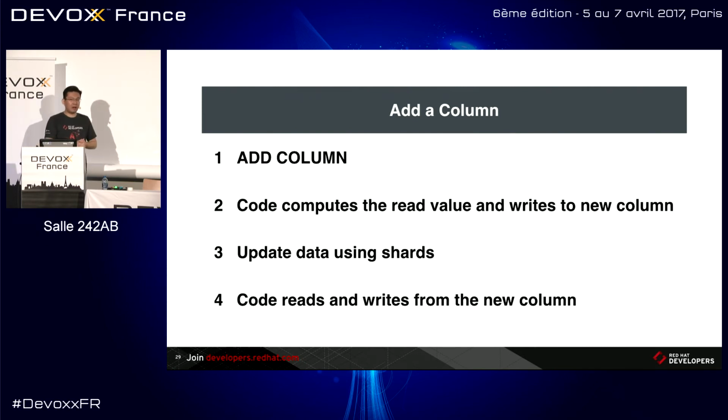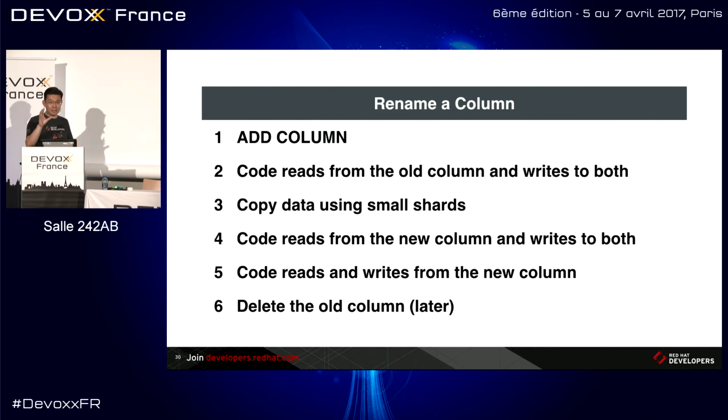But adding a column is kind of simple. The hardest migration, the one with most steps, is rename a column. If you want to rename a column, you have to apply at least 6 steps, which means that the first version adds a new column. The second version, the code reads from the old column and writes to both. Third version, you copy the data using small shards, and if you're sharding, you can have multiple releases on the step. Fourth step, code reads from the new column and writes to both. Fifth step, code reads and writes from the new column.